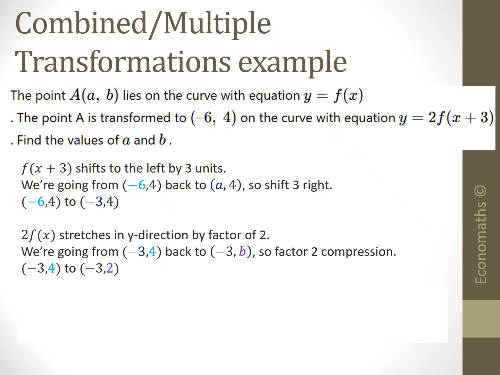And the other transformation, which is a stretch by a factor of 2 in the y direction: if we're going back to the original point on y equals f of x, then it's the y-coordinate that actually needs to be compressed by a factor of 2. So the y-coordinate 4 needs to be compressed by a factor of 2 to 2, to give the original y-coordinate b on the original point, capital A. So now we've got the original point A as (-3, 2): -3 for little a, 2 for the y-coordinate, little b.